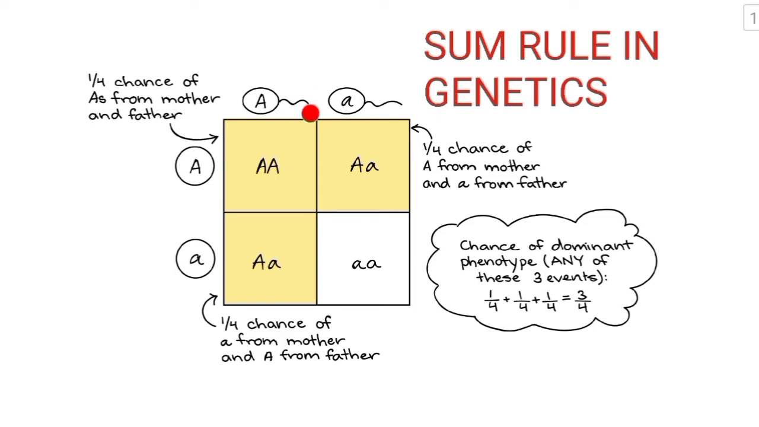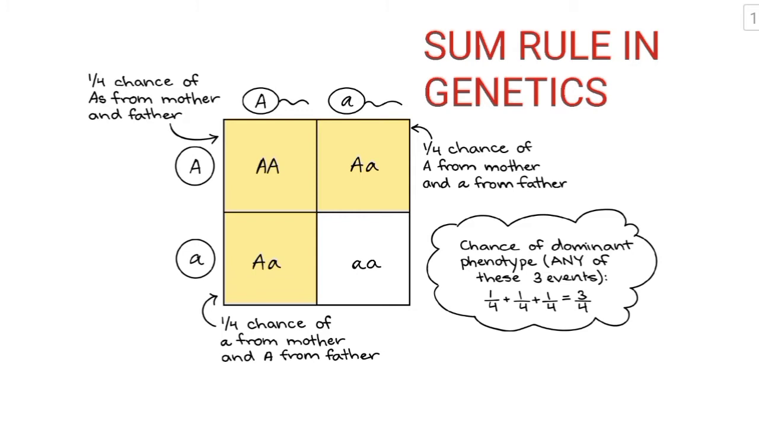2 A gametes meet, give AA genotype, or A gamete from mom meets small a gamete from dad, giving big A, small a genotype, or small a gamete from mom meets capital A gametes from dad, giving big A, small a genotype. In any one fertilization event, only one of those 3 possibilities can occur. They are mutually exclusive. Since this is an OR situation where the events are mutually exclusive, we can apply the sum rule.